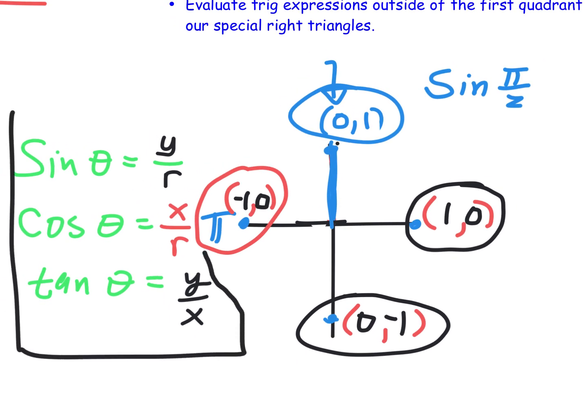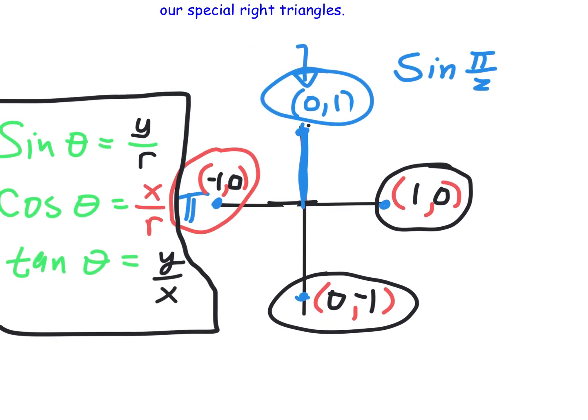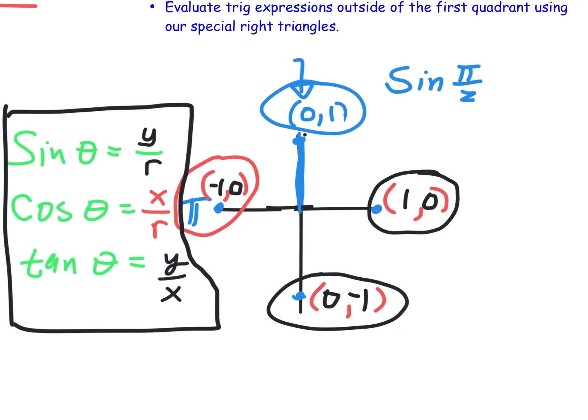Now that I said that, and you also know these, you should be able to answer the question, what is sine of pi over 2? That should snap you into like, oh, so that's that spot. And oh, sine is y over r. And oh, I know what y and r are. And so I can answer that question. Sine of pi over 2.